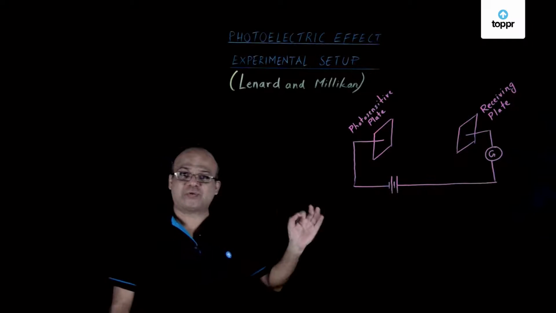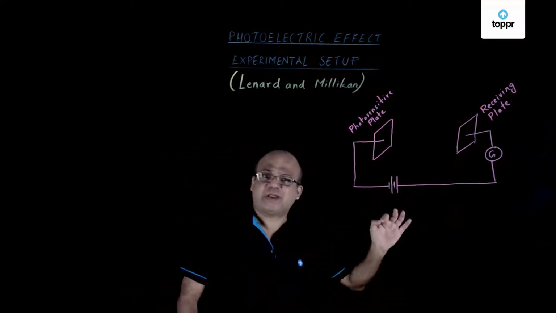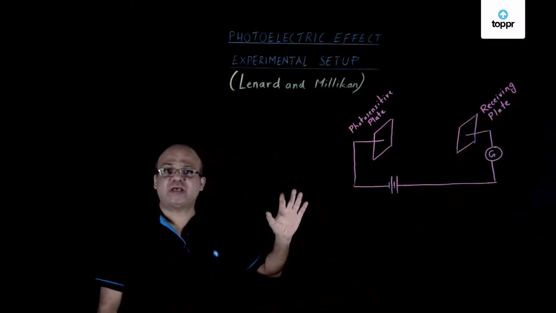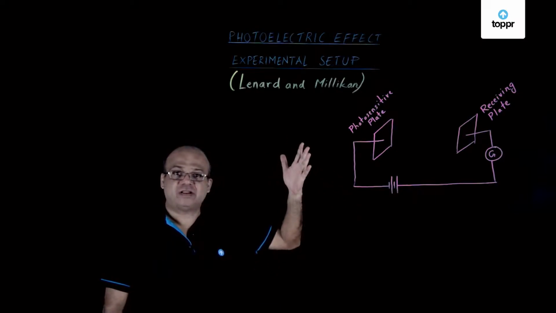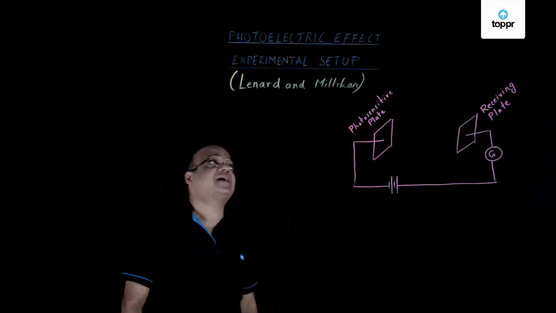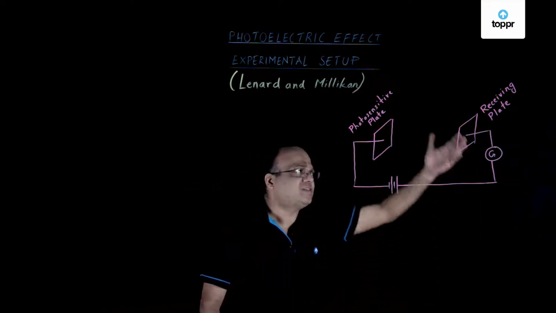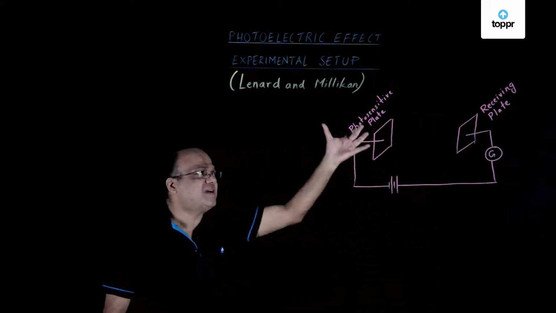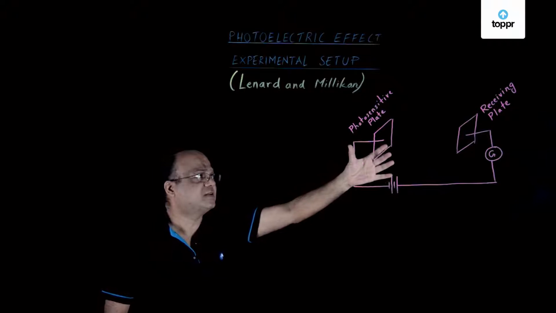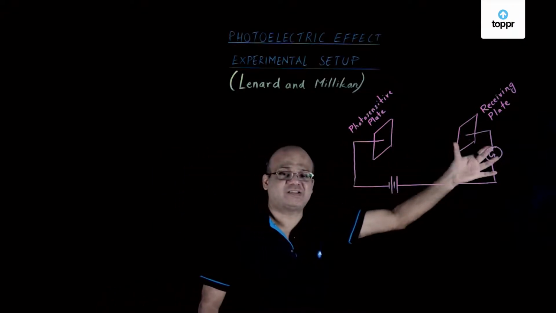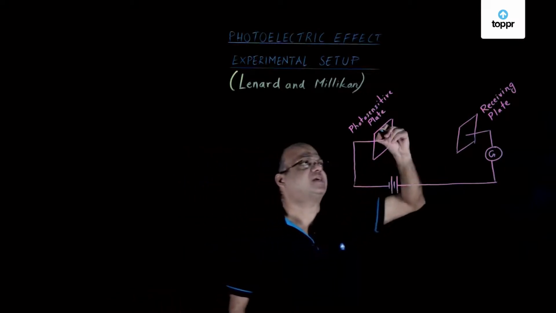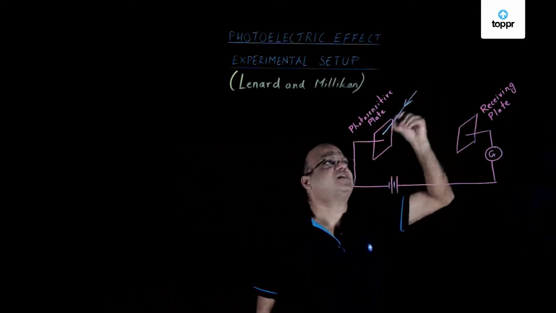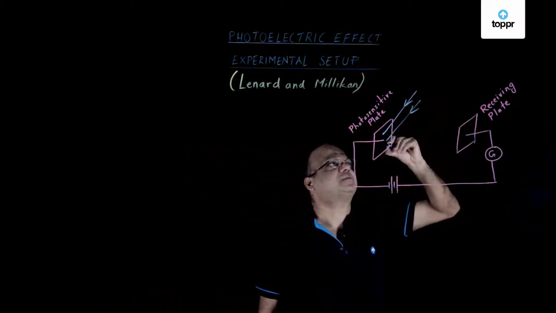Now we are going to study the experimental setup to study photoelectric effect. This experimental setup was designed by Lenard and Millikan. So this is the setup. Here is the photosensitive plate and here we have the receiving plate. Light of appropriate frequency falls on this photosensitive plate.